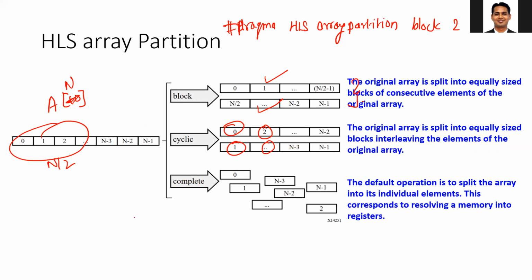Inside the FPGA, you can use block RAM to store your matrix, array or any elements, or you can use flip-flops as registers, or you can use lookup tables. So when you go for complete, most likely you are going to use flip-flops or lookup tables because each element is an individual element.